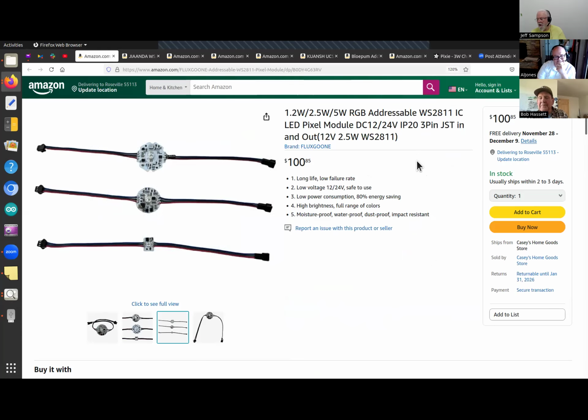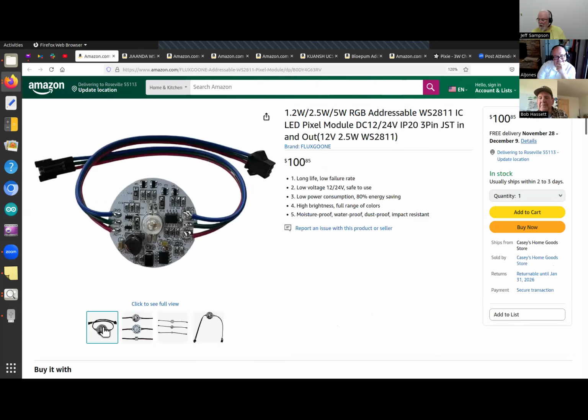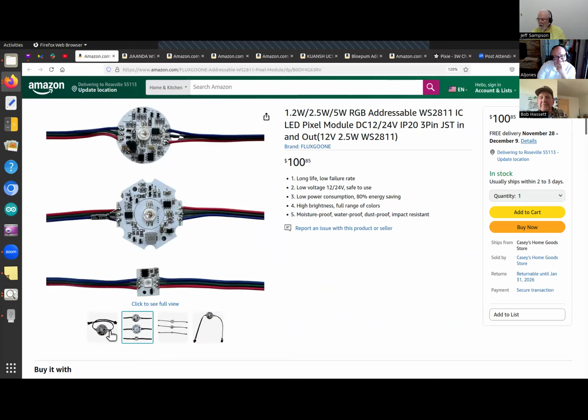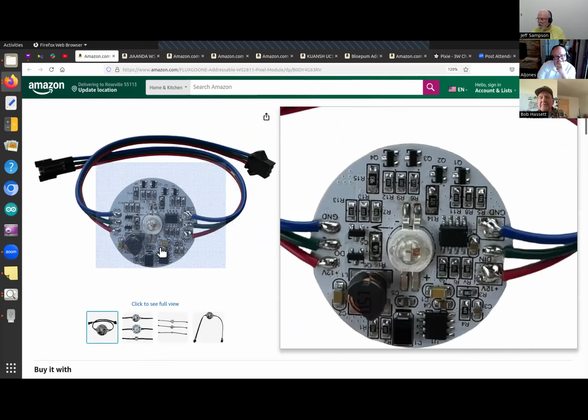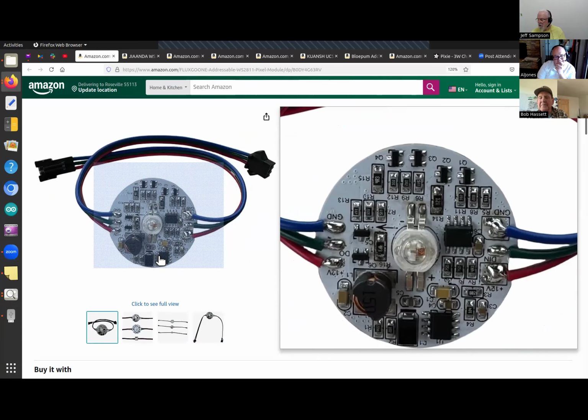So anyway, I ran across the fact you can get a board. Let's see how to get back to there. What's this look like? So you come back here, you can get this board, and if you look on the right there, that 8-pin IC there is probably that WS2811 chip or whatever it's called.